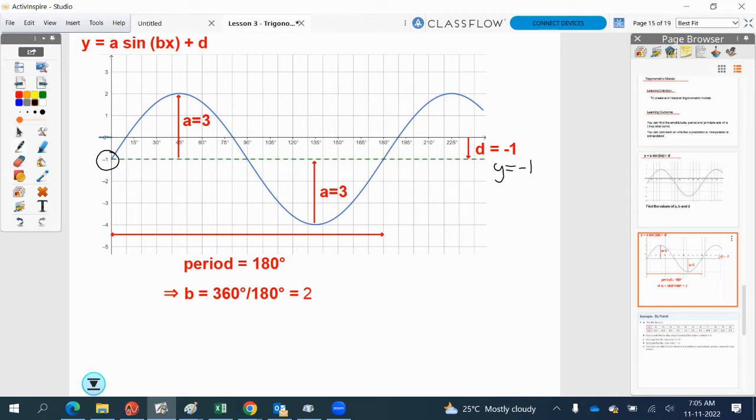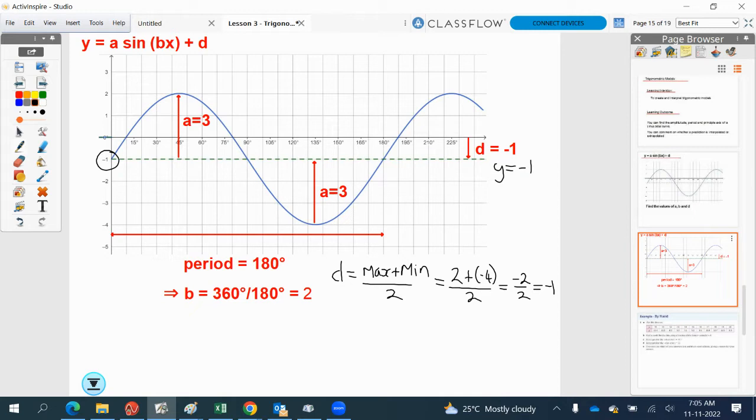So one way you can find this is that d is given by the formula maximum plus minimum divided by 2. In this case, we have our maximum at 2. We have our minimum at -4. That's going to give us -2 divided by 2, which is -1.